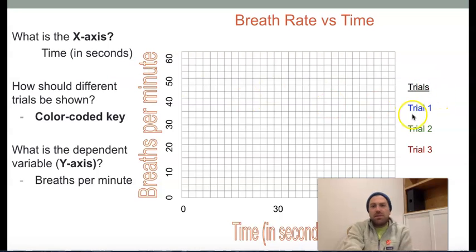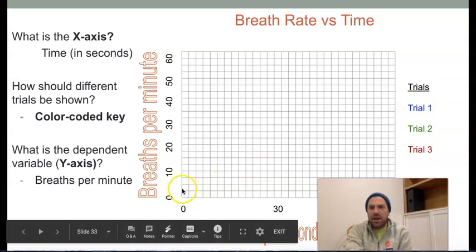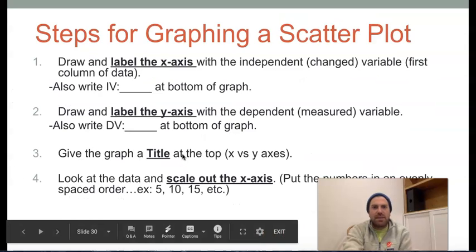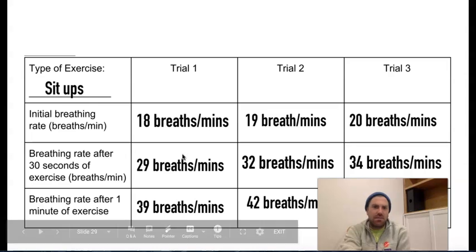What we can do, because we have 3 trials, we can do 3 different colors. We have blue for trial 1, green, and red. It'll be 3 dots. So a blue dot for trial 1 would be at 0 for my initial. And going back to my data, it was 18 breaths per minute.